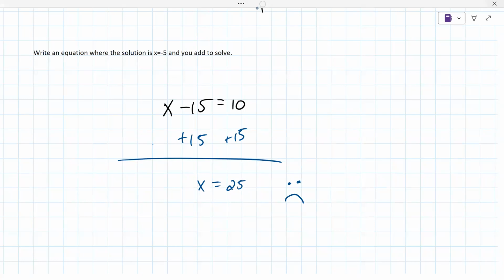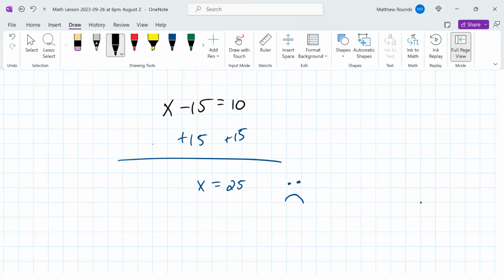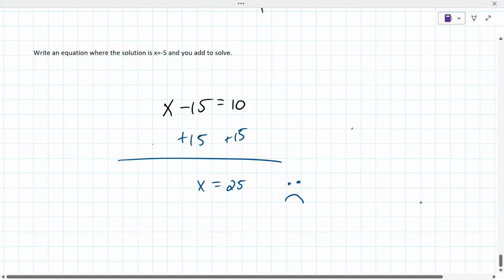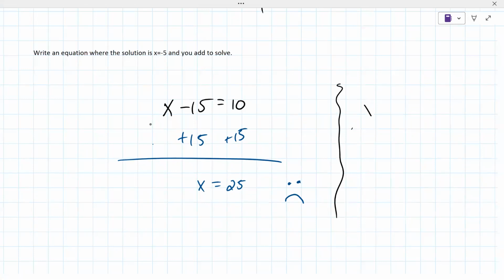Okay, so let's try again. So adding is equal to negative. All right, so let me give you one here that works. X minus 5 equals negative 10. Oh, okay. I'm going to add 5 to both sides. Yeah. All right, so I want you to try to come up with one, please.